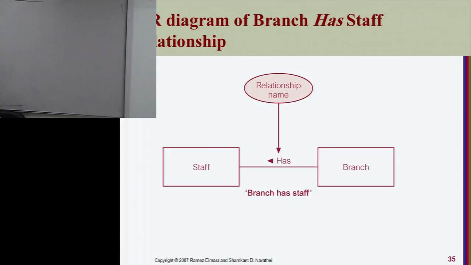The question now is, can I have many relationships that relate the same two entity types? Meaning, I have one single relationship relating the staff to the branch or the branch to the staff, right? Can I have another relationship that relates those same two entity types? Yes, we can. Let me show you.